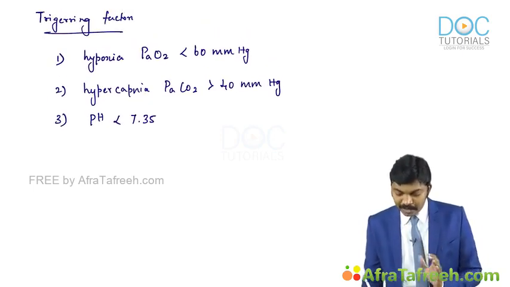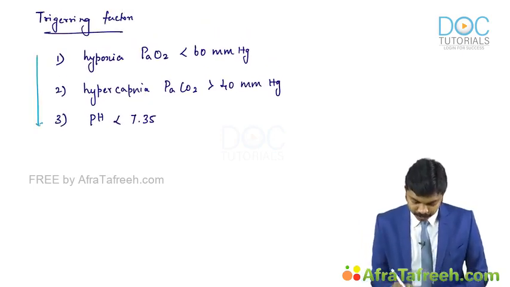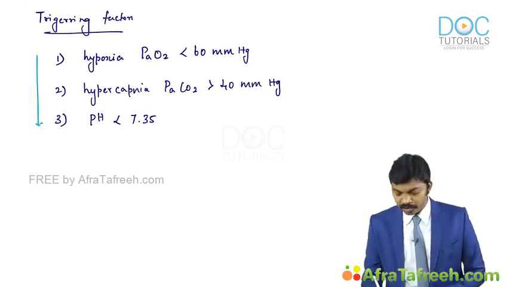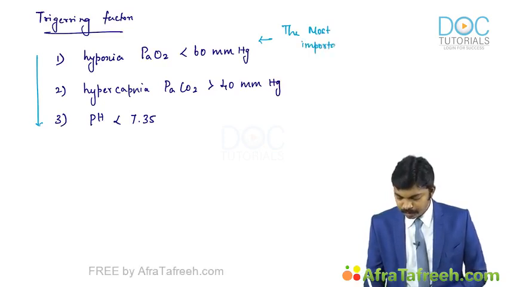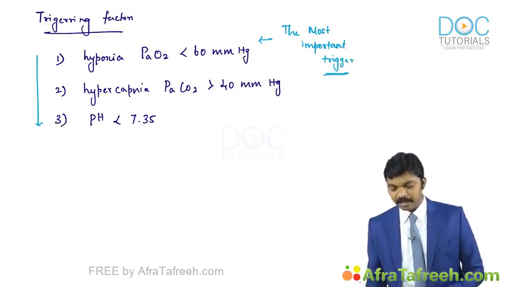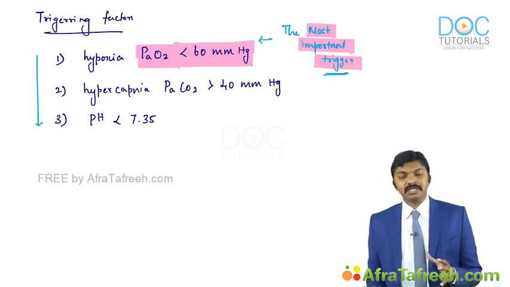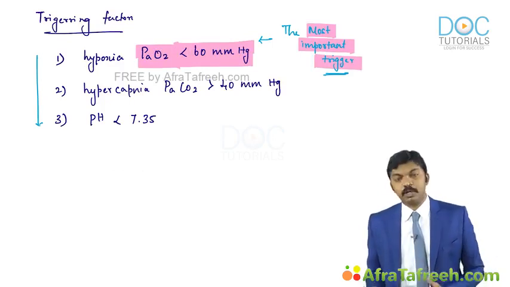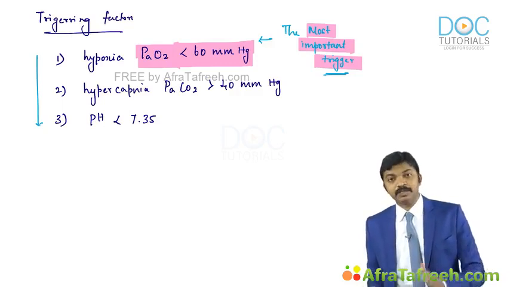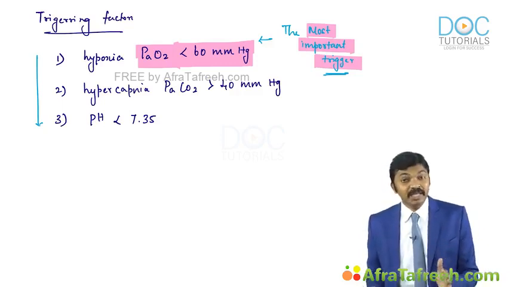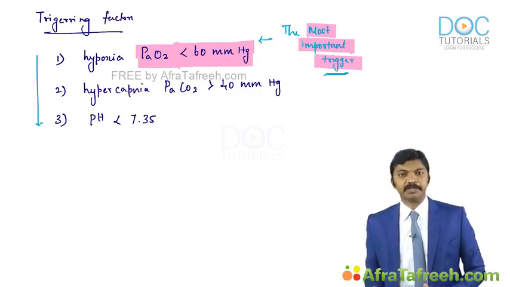Now, I want you to be clear about these 3 points. So, the most important trigger is hypoxia. The most important trigger for a peripheral chemoreceptor is hypoxia, especially when the partial pressure of oxygen is falling less than 60 millimeters of mercury. So, if your question gives you all the 3 choices as options, hypoxia, hypercapnia, acidosis, you must pick hypoxia as the most important trigger for a peripheral chemoreceptor.